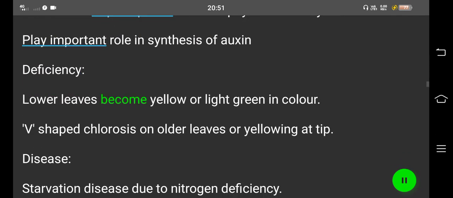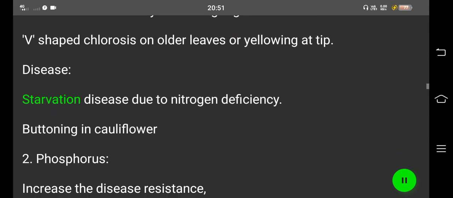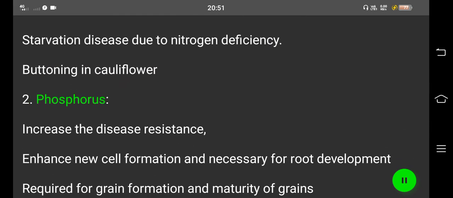Deficiency: lower leaves become yellow or light green in color. V-shaped chlorosis on older leaves or yellowing at the tip. Disease: starvation disease due to nitrogen deficiency. Buttoning in cauliflower.